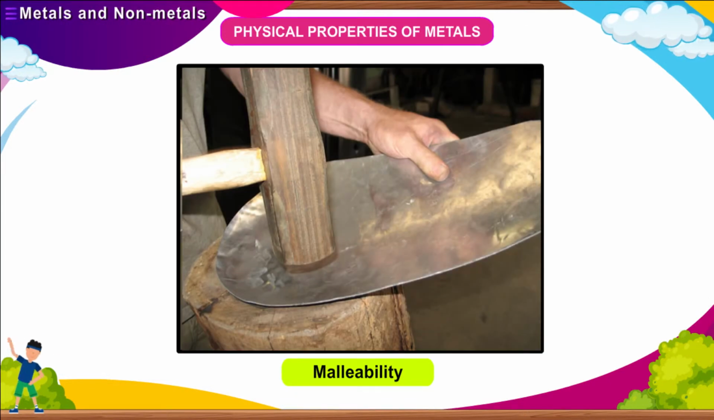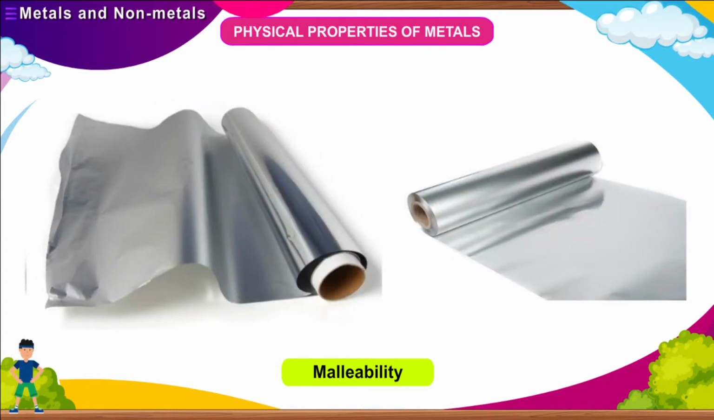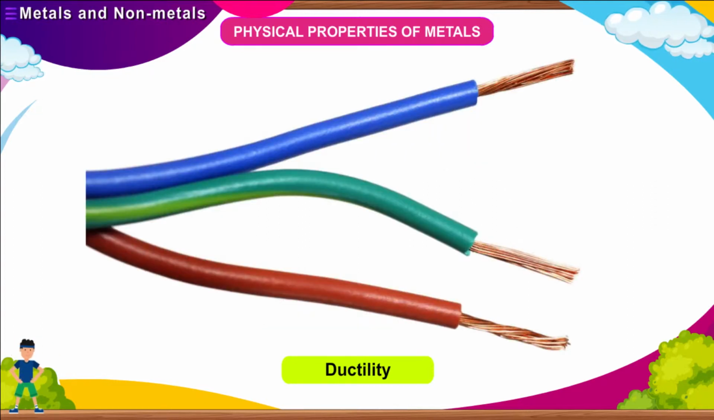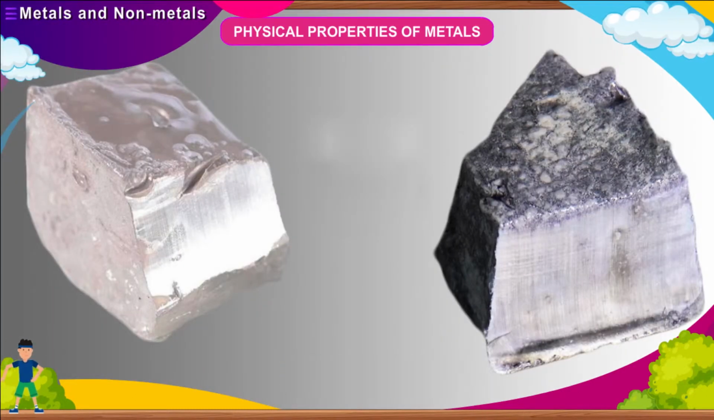Malleability. Metals can be hammered into very thin sheets. This tendency of metals is called malleability. Because of this property, aluminium and silver foils can be made. They are used for decoration and wrapping purposes. Ductility. Metals can also be stretched into thin wires. This property of metals is called ductility. Example, copper wires. Exceptions are sodium and potassium.